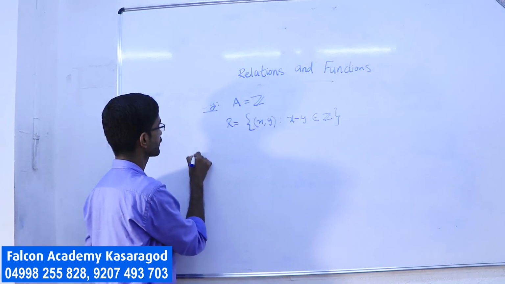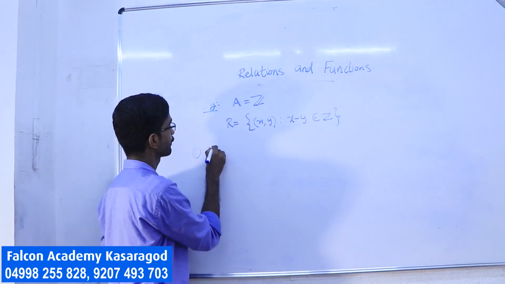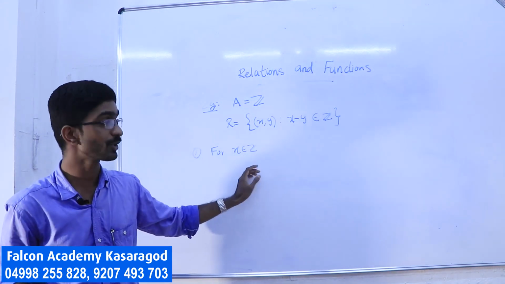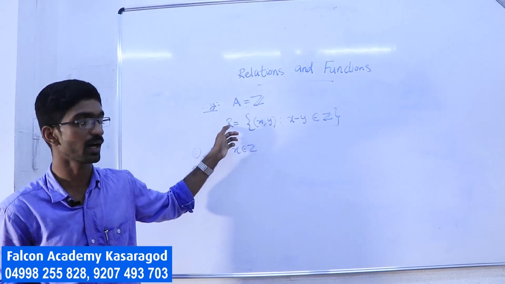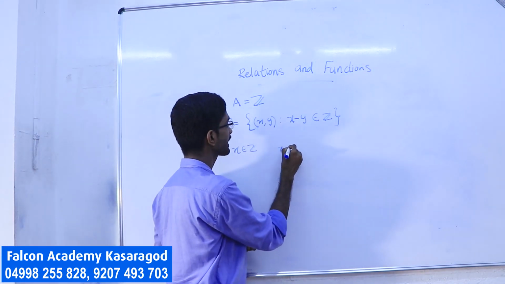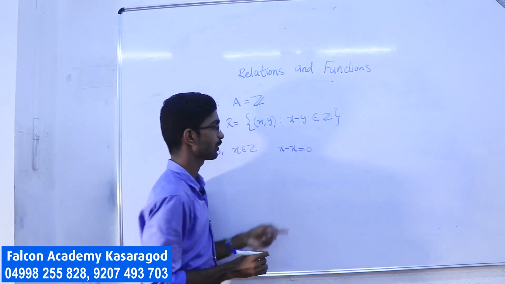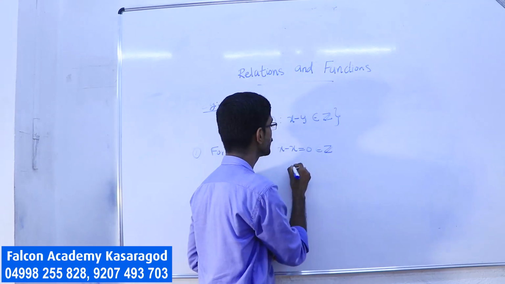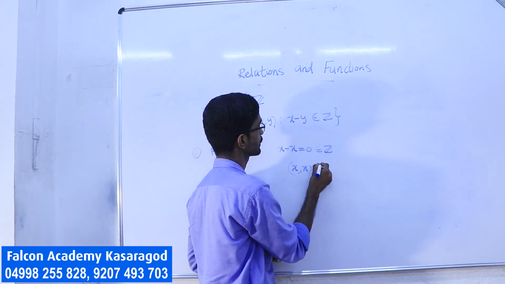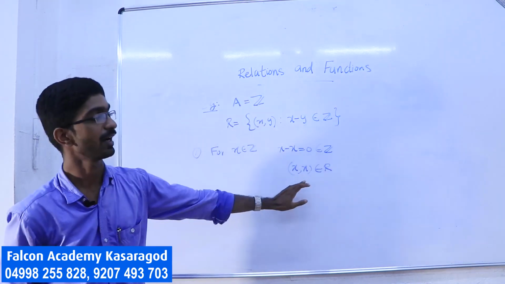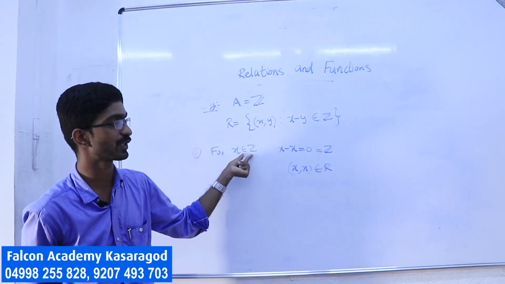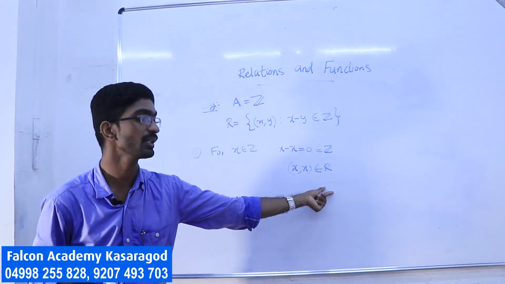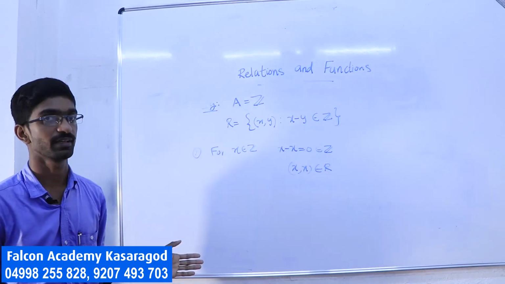So see, first one, reflexivity. For x belongs to Z, I can take the element x from Z. We have to check whether (x, x) belongs to R. That is, clearly x minus x equals 0. This 0 belongs to the set Z. That will give you (x, x) belongs to the relation R. So clearly for every x belongs to Z, because this x is arbitrary, (x, x) is inside the relation R. So clearly the relation is reflexive.